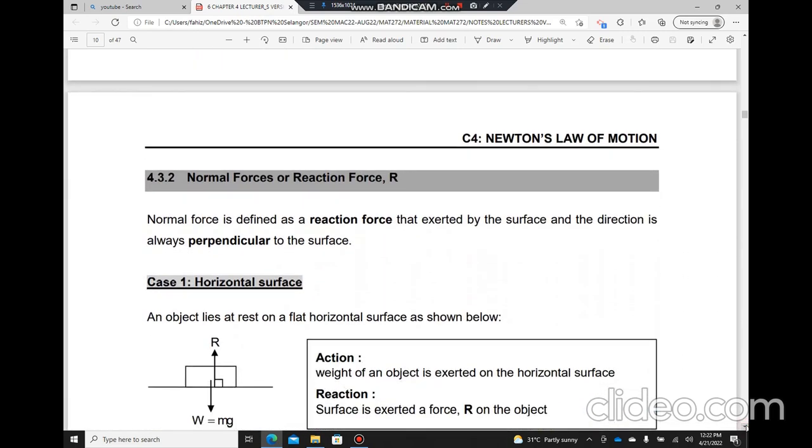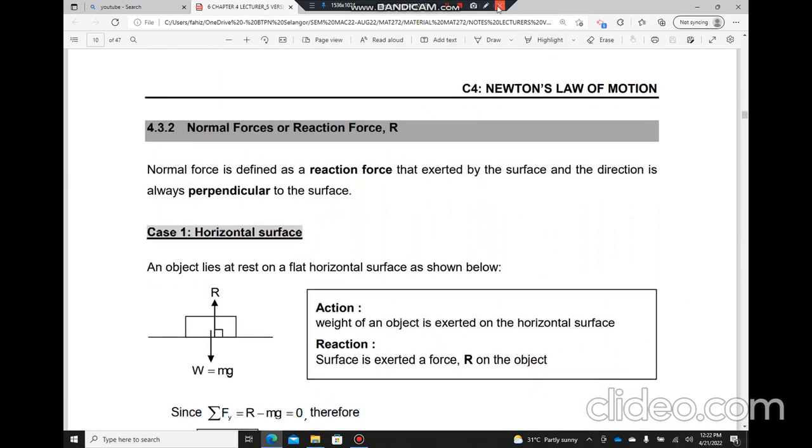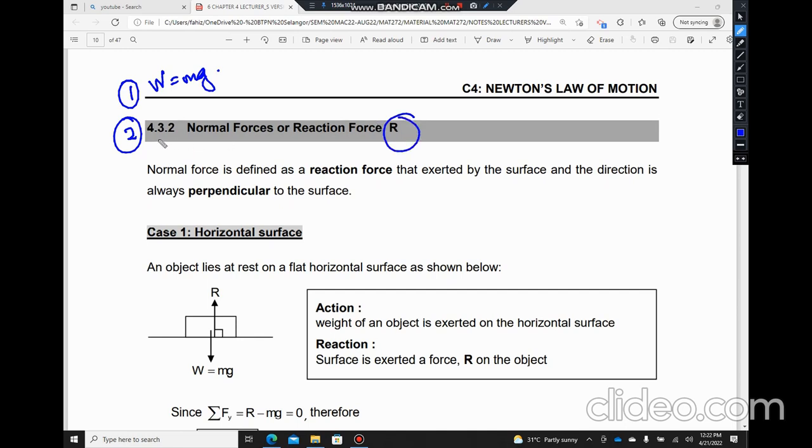Okay, so second type of force, which is normal force or reaction force. So tadi satu first untuk weight, W equals to mg, and then now is R. Okay, second one is R. So kita tengok kat sini. Normal force is defined as a reaction force that is exerted by the surface and the direction is always perpendicular to the surface. So direction dia sentiasa perpendicular means 90 degree.